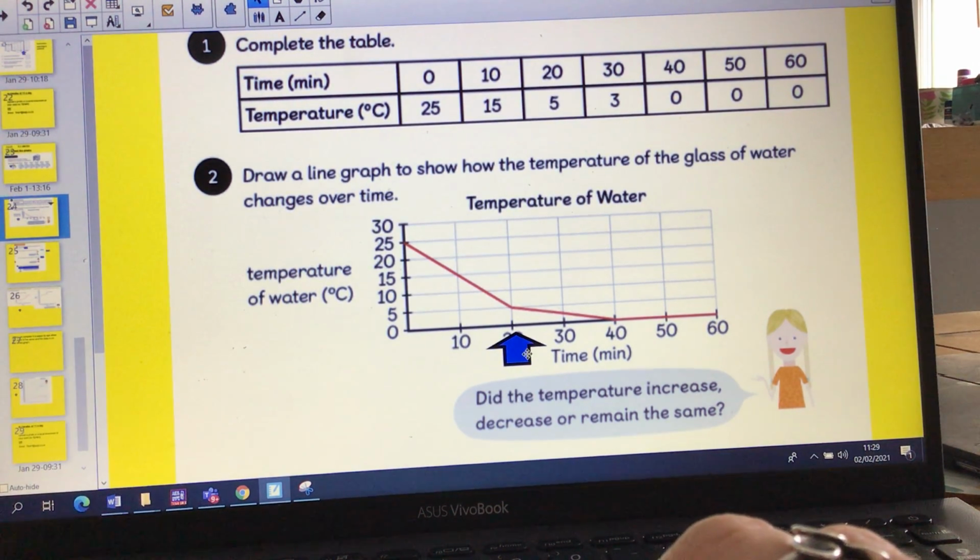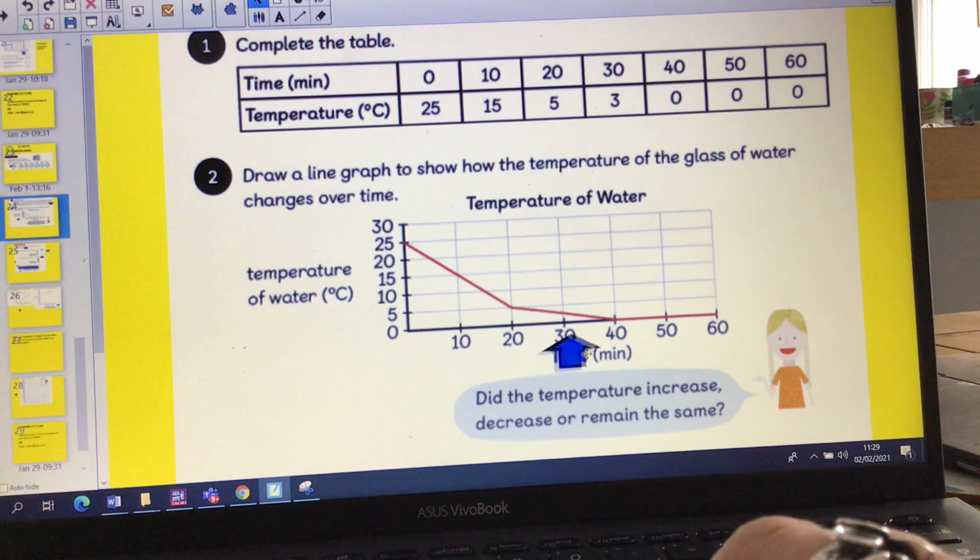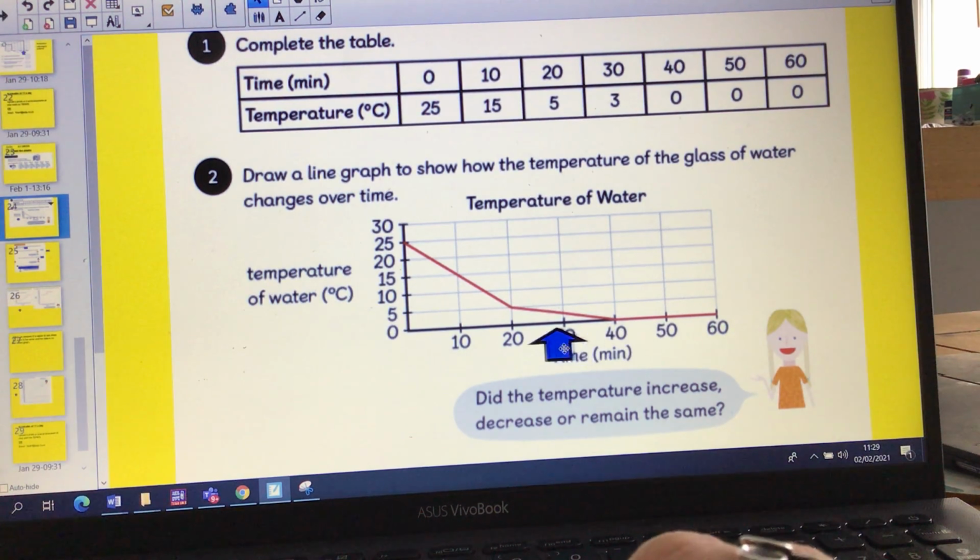It's going to be from here, because that was the first 20 minutes. So for the next 20 minutes will be from 20 minutes to 40. From here to here. How much did it drop? Well, at 20, it was 5. And by after 40 minutes, it's down to 0, isn't it?